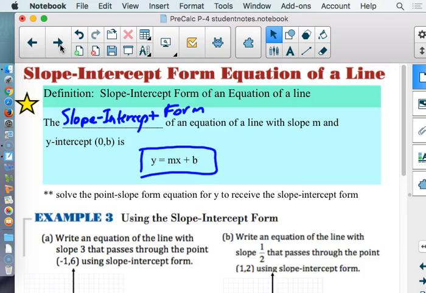So this says we're going to solve the point-slope form of the equation for y so we can get it in the slope-intercept form for the reasons I talked about earlier. We want to be able to check our answers in the back of the book. And you can't put infinitely many answers in the back of the book. So we change that into that slope-intercept form.